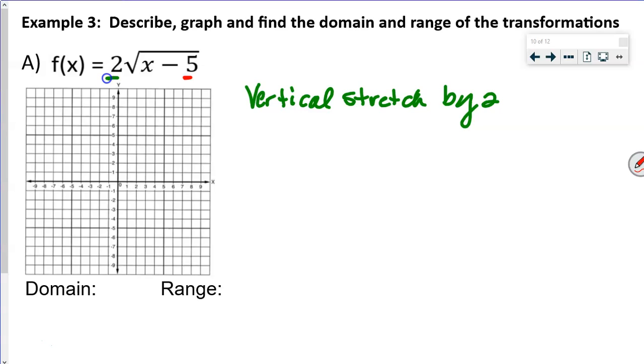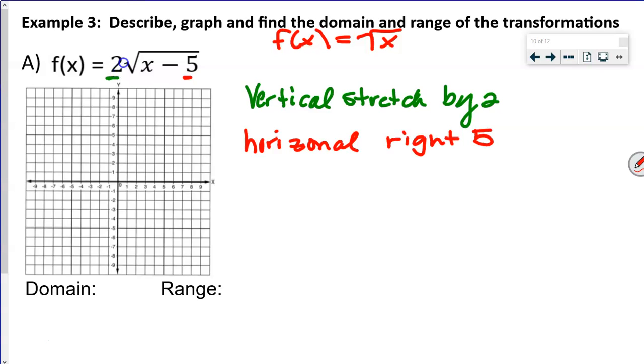And then we want to talk about what about this 5 right here. So remember, this is opposite because we're comparing this to f of x equals the square root of x, right? So remember, we said if it's underneath that radical, it's opposite, okay? So this is going to be a horizontal movement. So what does that mean? It's going to move right 5, okay? H is horizontal, okay?